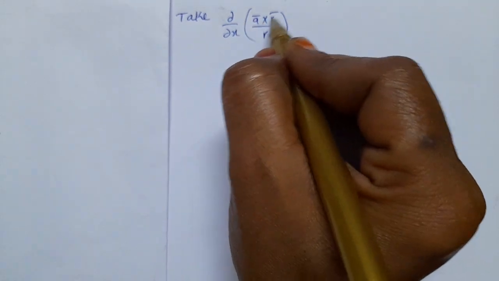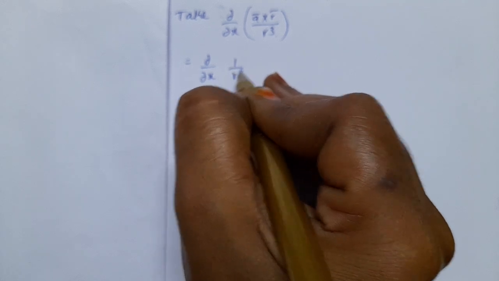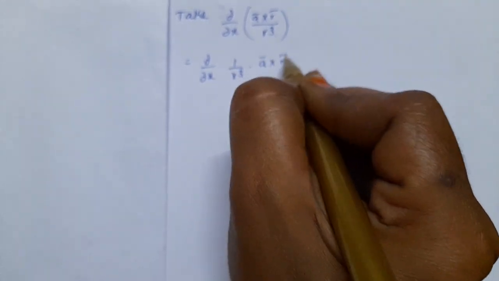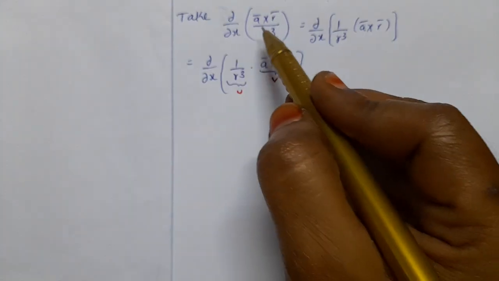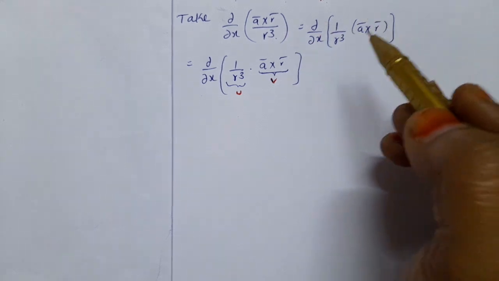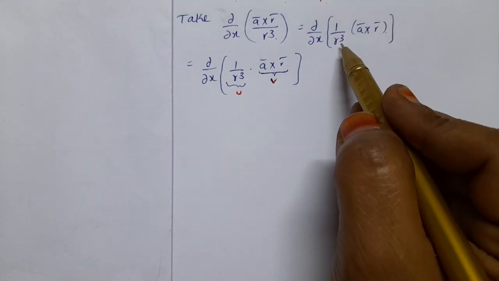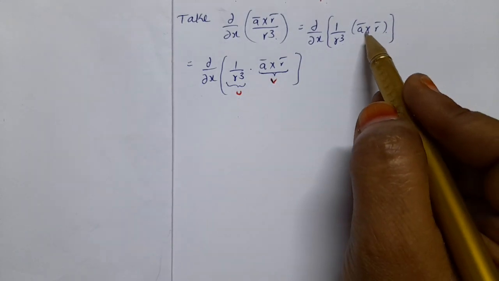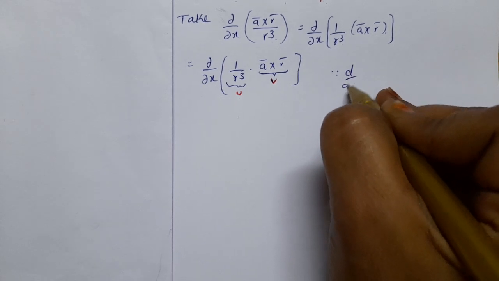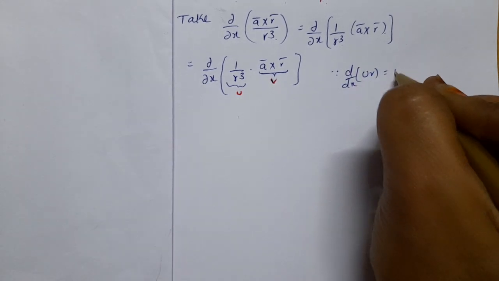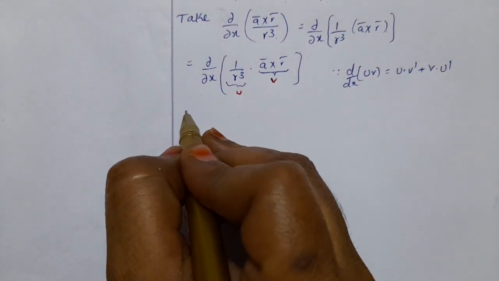Take dou by dou x of a bar cross r bar by r cube. This is equal to dou by dou x of 1 by r cube into a bar cross r bar, which can be taken as 1 by r cube into a bar cross r bar. So 1 by r cube can be taken as u, a bar cross r bar can be taken as v, since in derivatives, derivative of u into v equals u into v dash plus v into u dash. Apply this formula here.